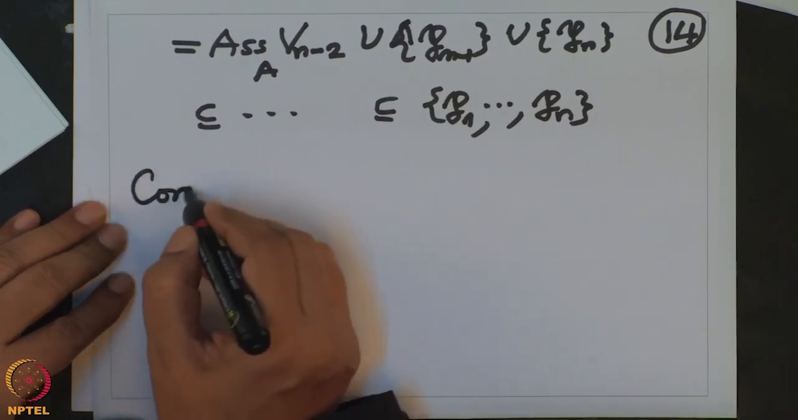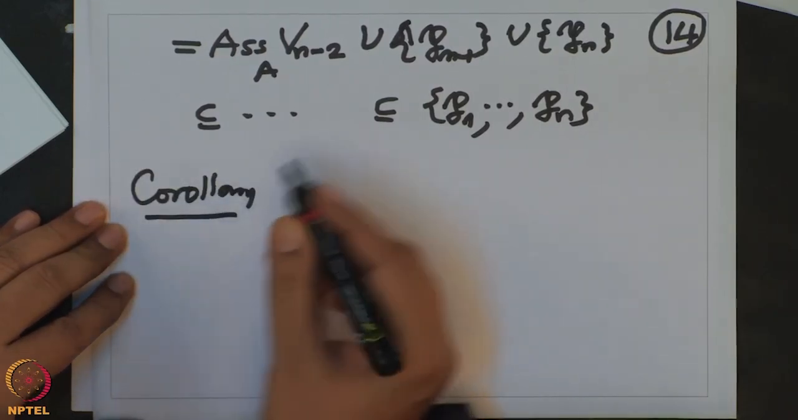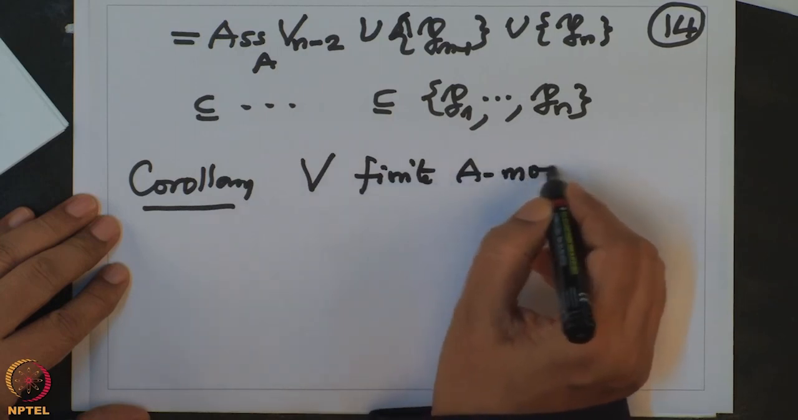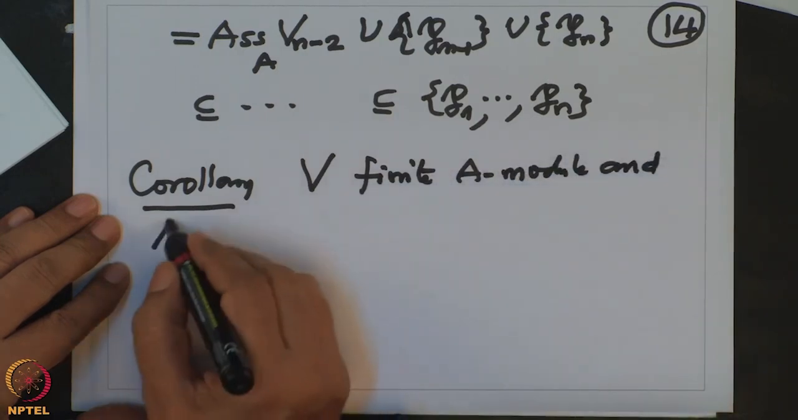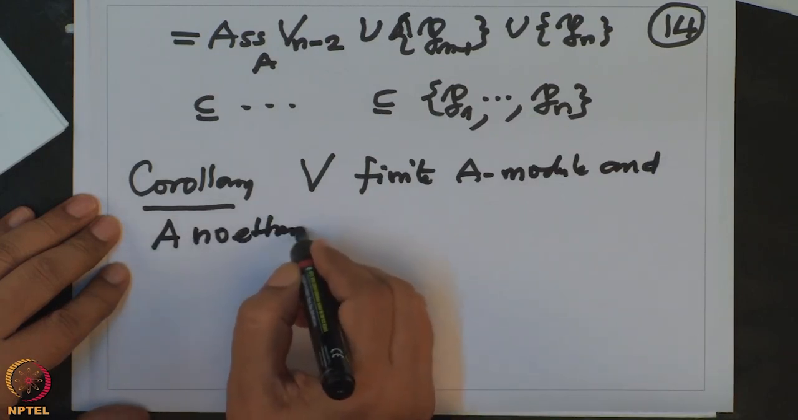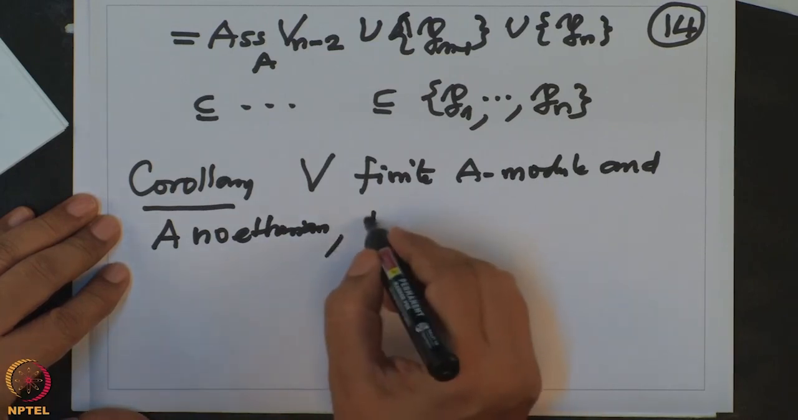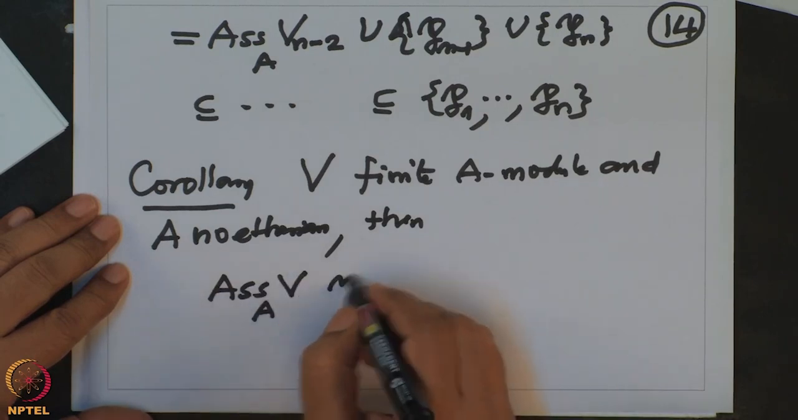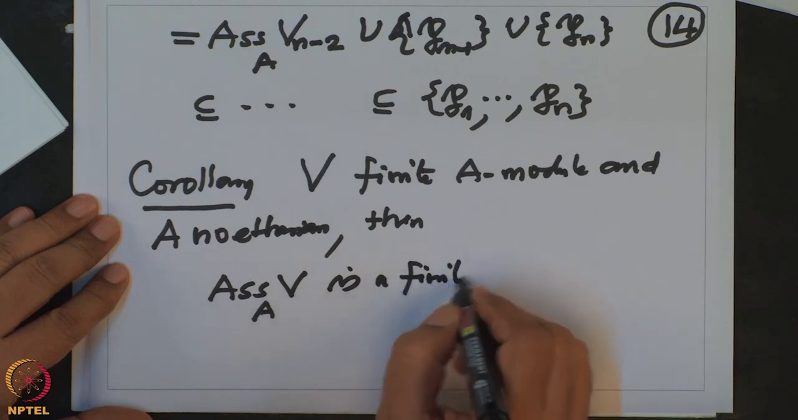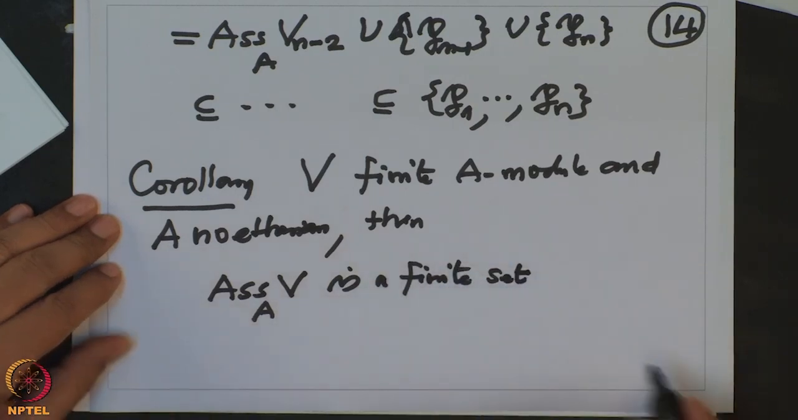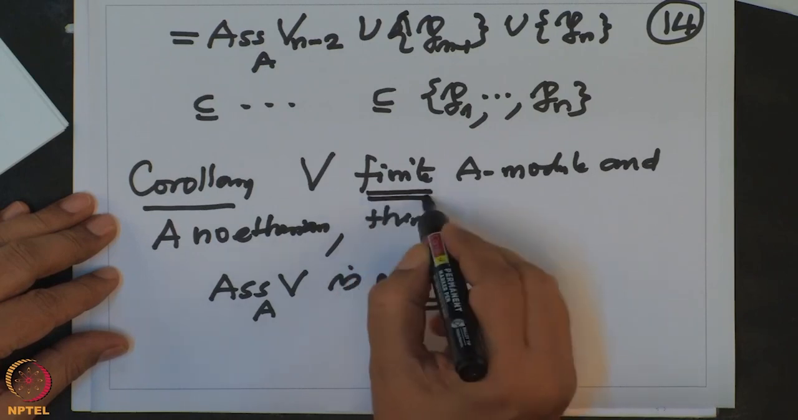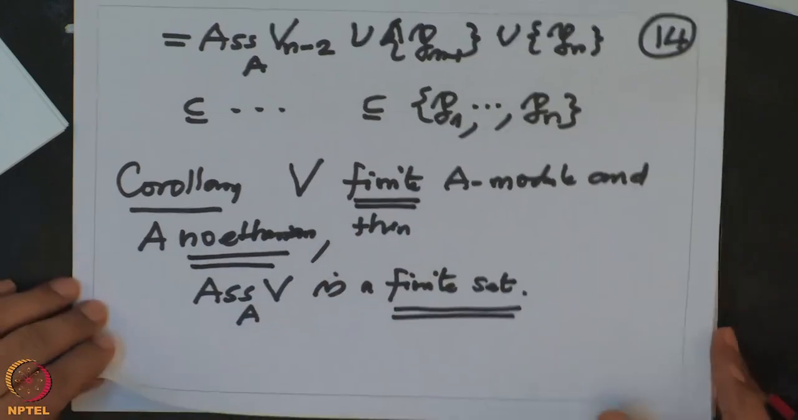So the next corollary is: let V be a finite A-module and A Noetherian. Then the associated prime ideals of V form a finite set. This is very, very important. Remember the assumption: V is finite and the ring is Noetherian. So, we will continue after the break. Thank you.